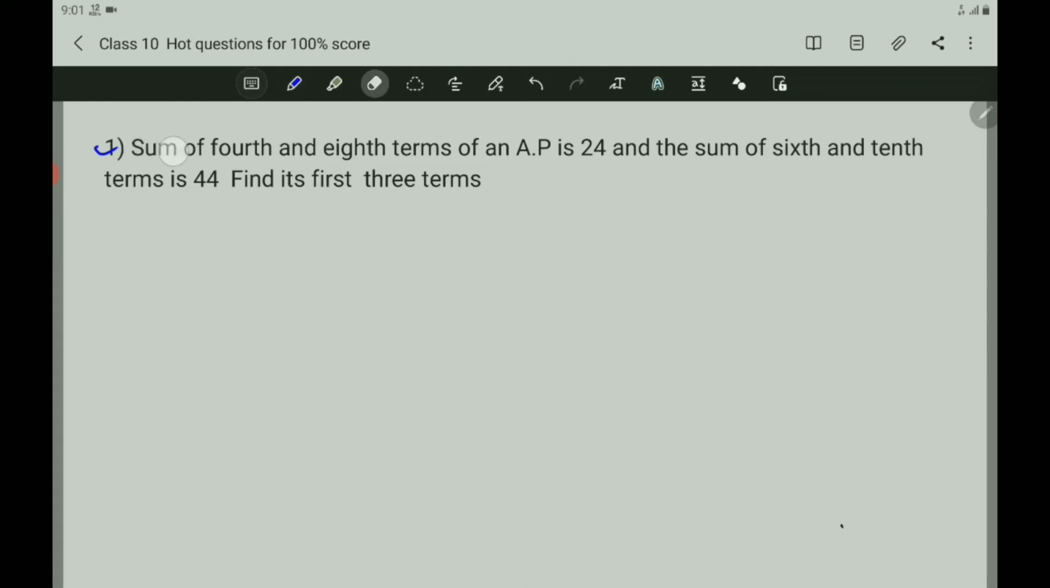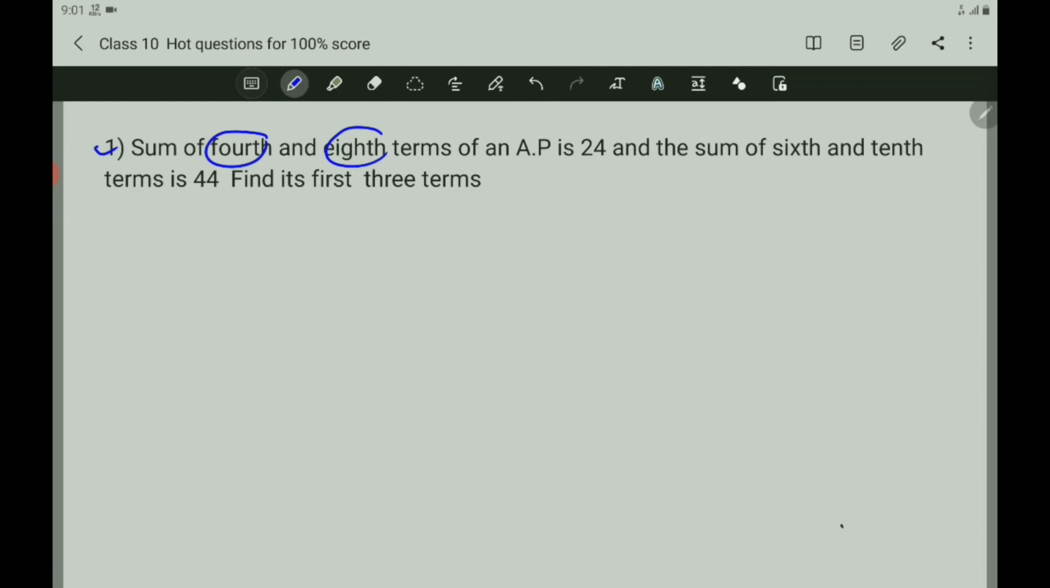What is that question? Sum of 4th and 8th terms of an AP is 24 and the sum of 6th and 10th terms is 44. Find its first three terms. Use these two relations and find the value of A and D. After that you will get the first three terms. So let us solve. Sum of 4th and 8th term.